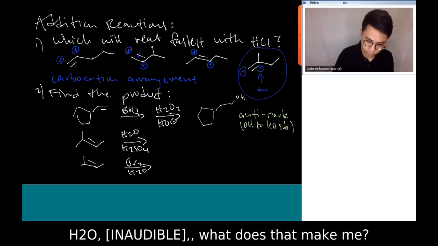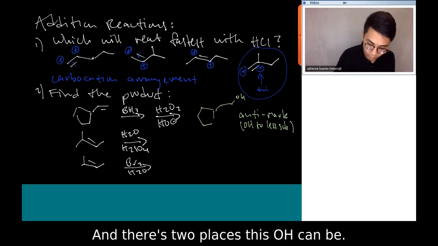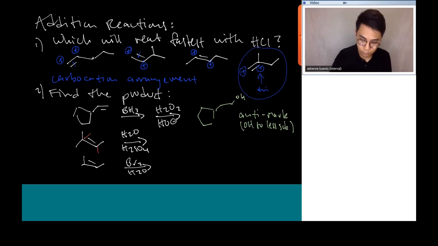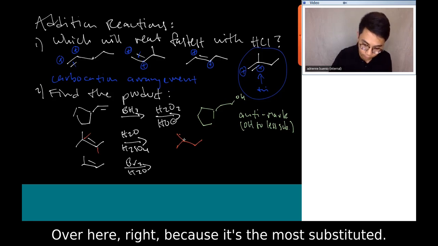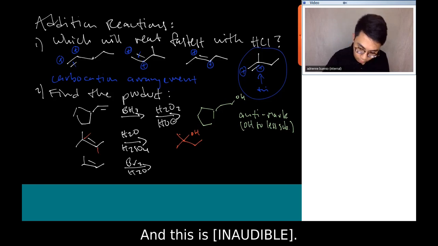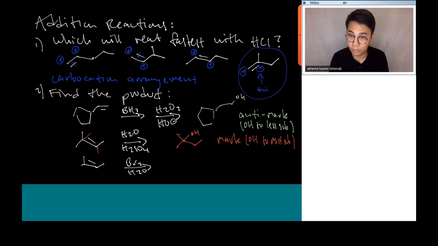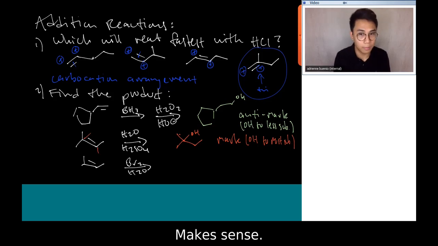So what about this one? H2O, H2SO4, what is that making? OH, right? And there's two places this OH can be. It can be over here or over here. Which one do we choose? Over here, right? Because it's the most substituted, and this is Markovnikov, Mark. OH, most sub. Right, makes sense.